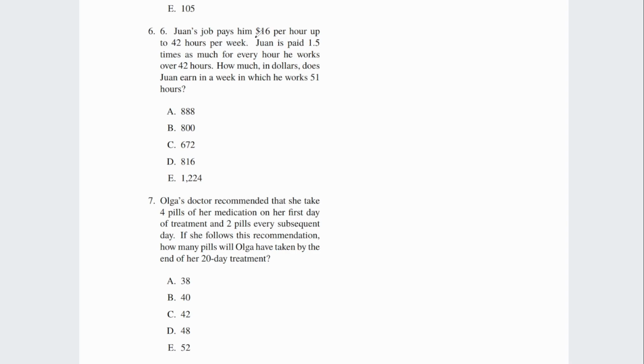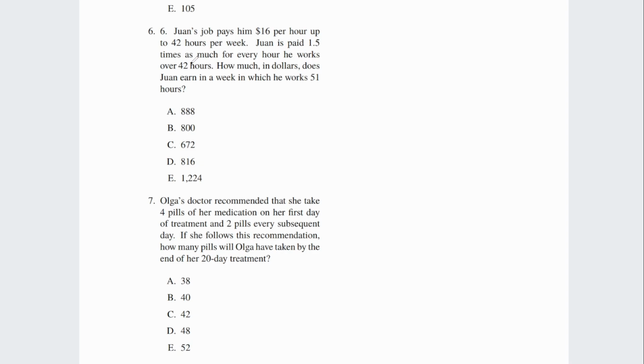6. Juan's job pays him $16 per hour up to 42 hours per week. Juan is paid 1.5 times as much for every hour he works over 42 hours. How much in dollars does Juan earn in a week in which he works 51 hours?